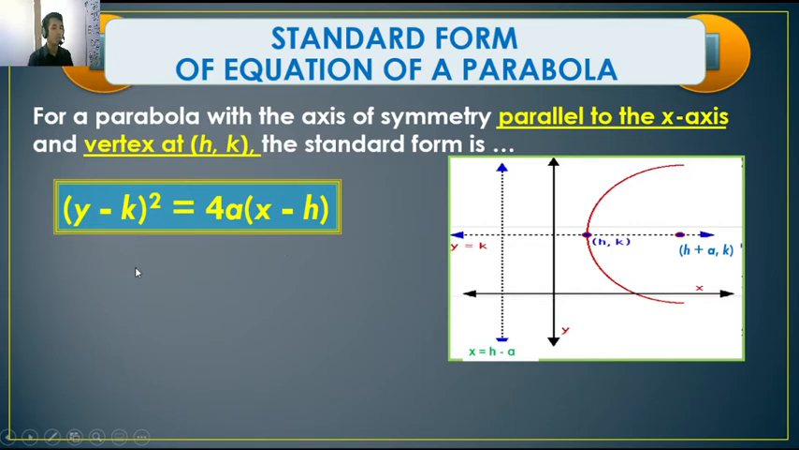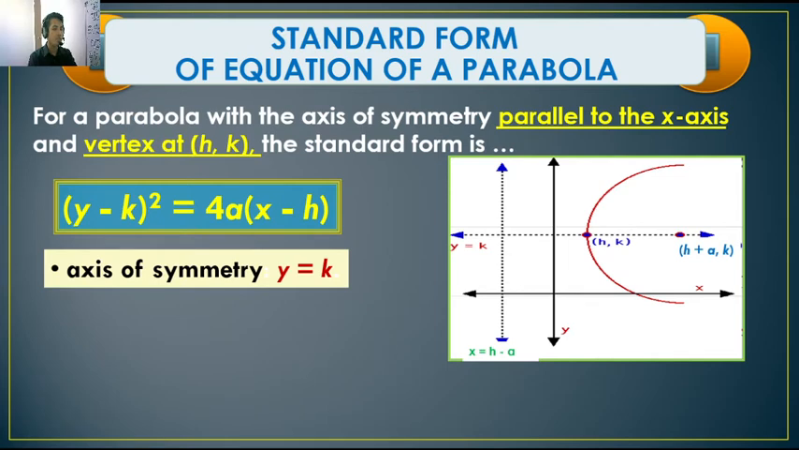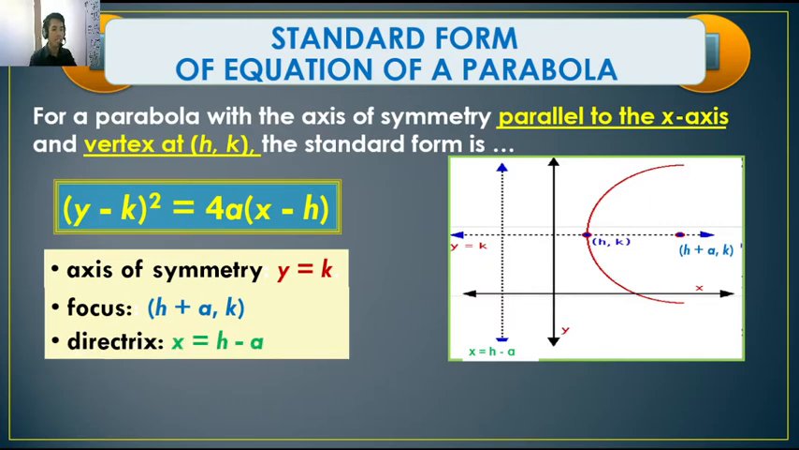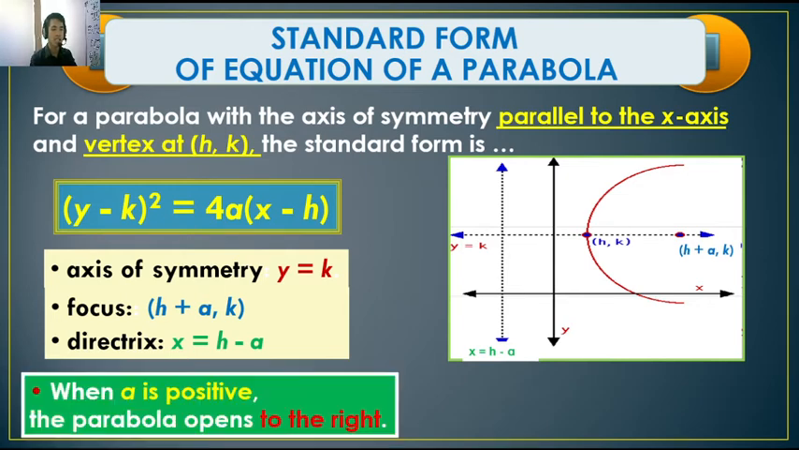is (y - k)^2 = 4a(x - h). Again, the axis of symmetry is y = k. And for the focus, we have (h + a, k). And we have the directrix, and that is x = h - a. Again, same scenario as what we did for the axis of symmetry parallel to the y-axis.